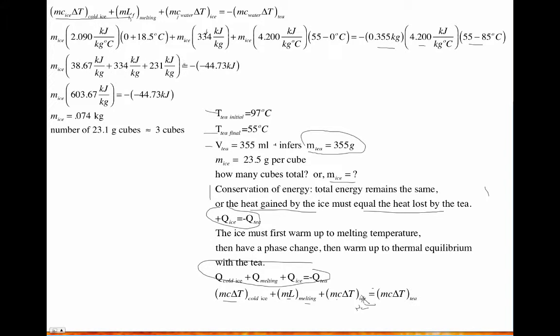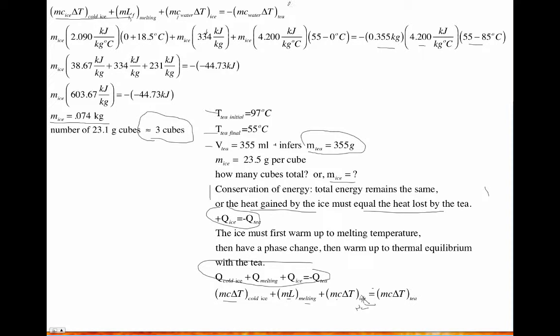Throw them all together. Notice I have kilojoules over kilograms. I have kilojoules on this side, so I don't have to worry about that 10 to the third because it's on both sides. And I get my mass of ice is 0.074 kilograms, which doesn't really tell me how many cubes, so I divide that by 23.1 grams, and I get about 3 cubes. I think it's really 3.2 cubes, but who's going to chip off 0.2 of a cube? It'll get that tea to a low enough temperature where I can drink it.